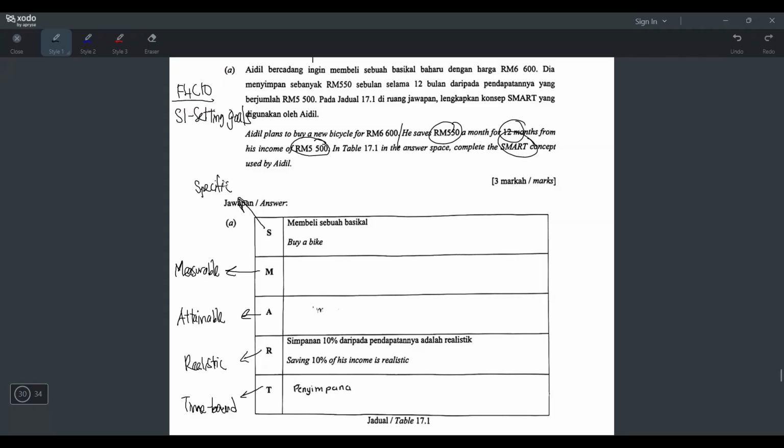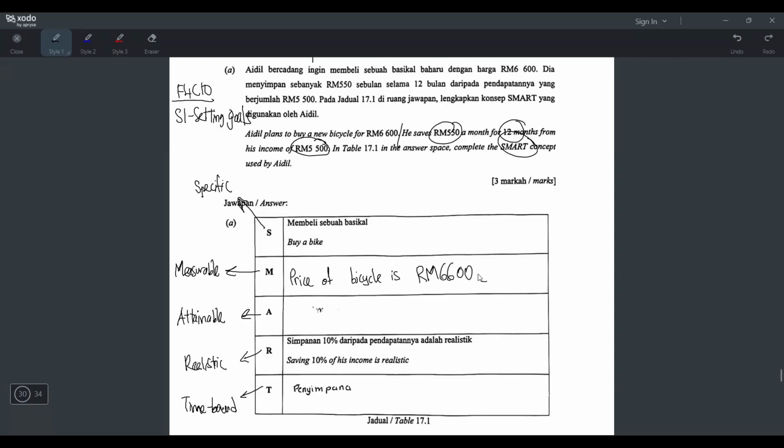Okay. So the S, it has to be specific. So his goal is very specific. He wants to buy a bike. So he knows what he wants, right? But is it measurable? Yes, because the price of the bike is measurable. It's 6,600, right? If the goal is not measurable, then how can you achieve it by financial management, right? If it's not measurable, then you can't achieve it by financial management. So the bike is 6,600. So I'll just write, yeah, it's measurable because the price of the bicycle, he already checked, the price is 6,600.